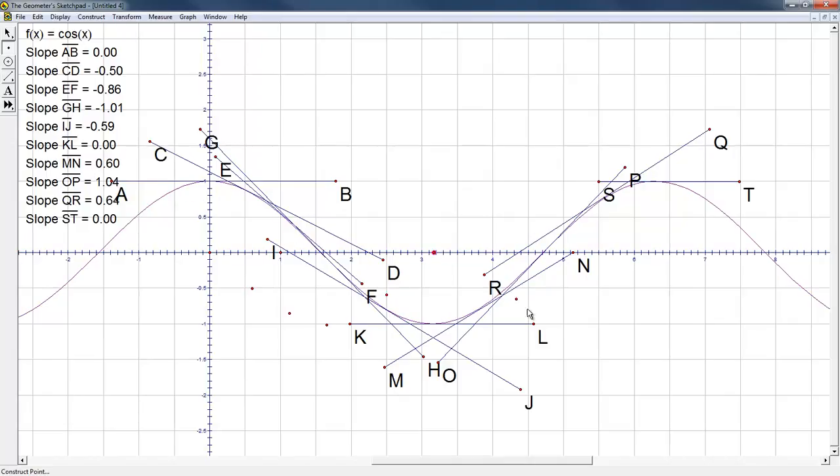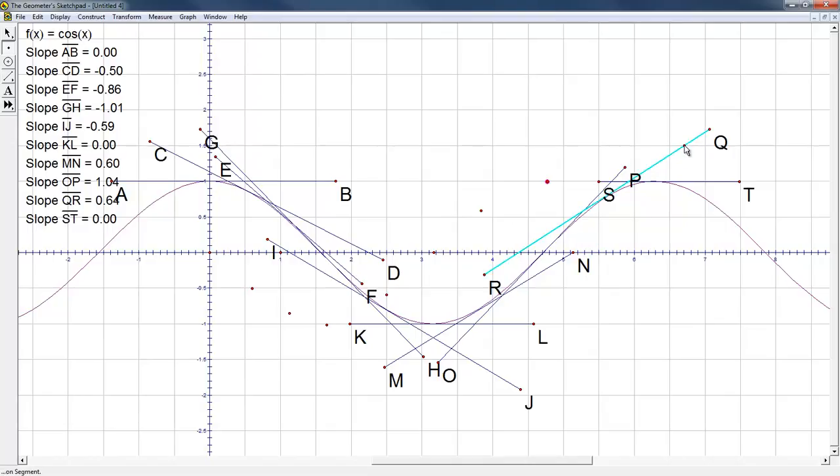And then MN. So MN is this one. So point of tangency is about right there. And MN's slope is 0.6. So right here we'll go up to about 0.6. About there. And then OP. So OP is this one right here. So OP, okay, so it's pretty close to 1. So that's OP. So we're about right there. And then QR, 0.64.